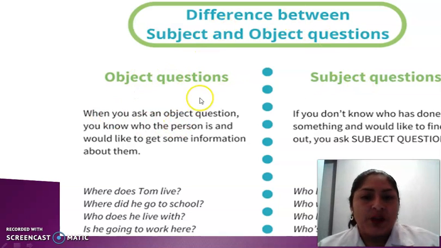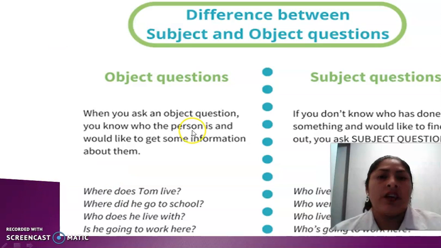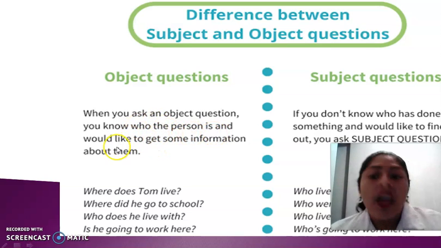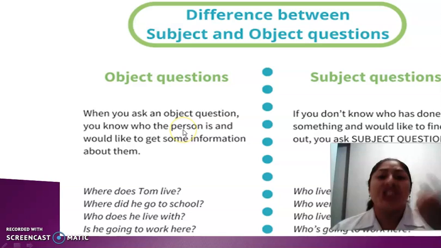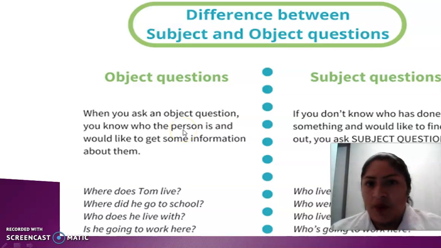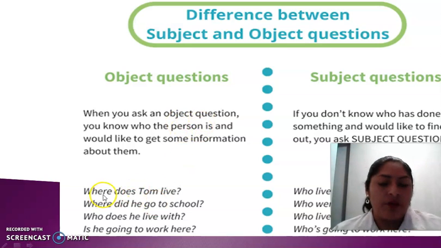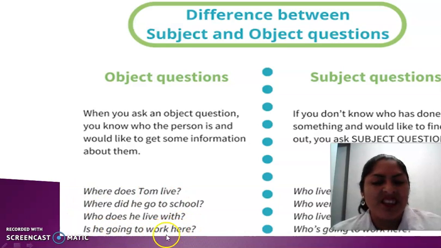All right, here we have a table with the difference between subject and object questions. For example, object questions: when you ask an object question, you know who the person is and would like to get some extra information about them. For example, where does Tom live? Where did he go to school? Who does he live with? Is he going to work here? This is the normal question, the object question.